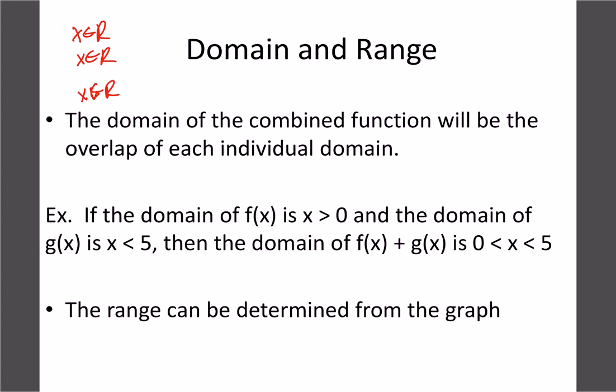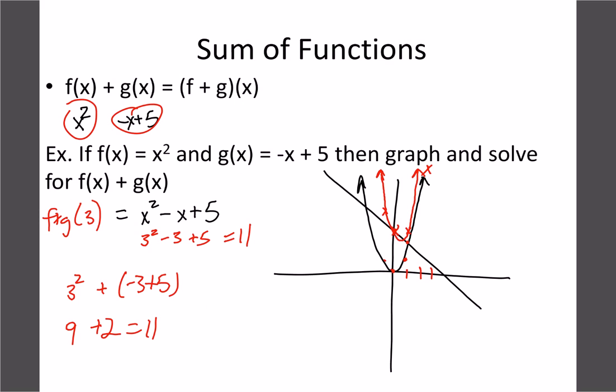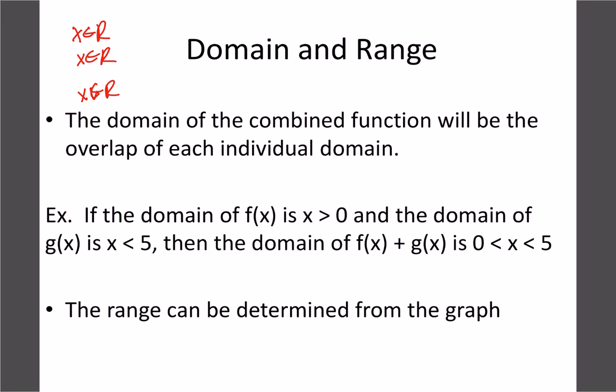The range is just going to depend on the graph, so you're going to have to graph it and figure it out from that one. So if we look at the last one, that new parabola would drop down to probably 4.5 or something like that. So in that case, our range would be y is greater than 4.5. So there is no pattern or anything for the range. You just have to go from the graph.